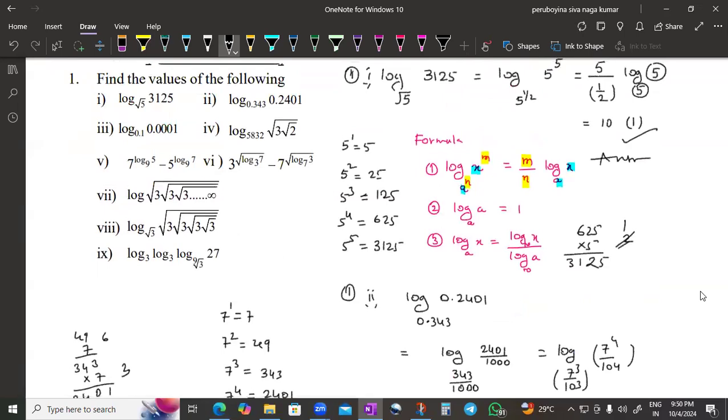Next, you can solve the third problem. I will give you DPP. On DPP, solve it. And let us solve this fourth problem.